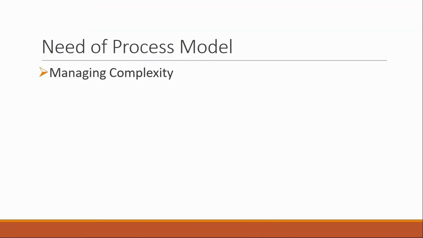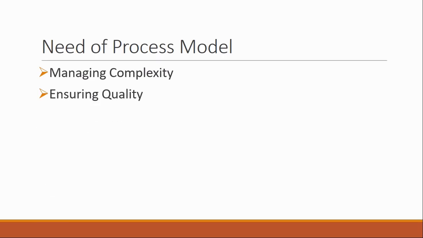Okay, so why do we need a process model? First is managing complexity. The main reason for using SDLC is that it focuses on how to control the software development process. When we work on modules and have proper planning and approach, it is easy to manage your complexity.